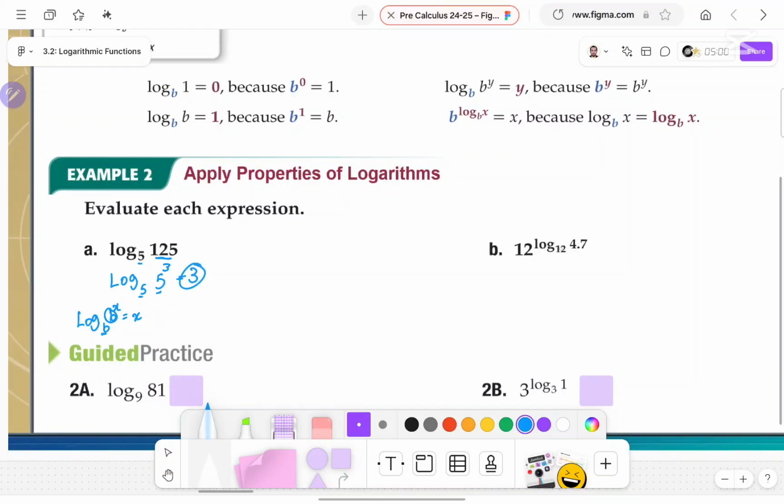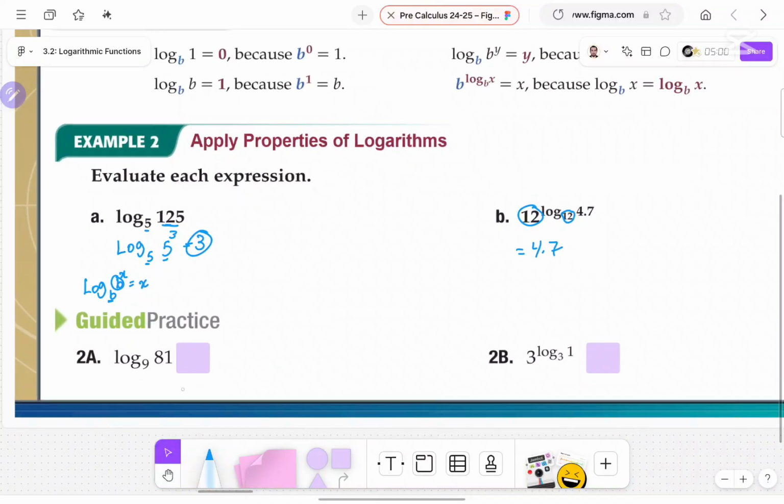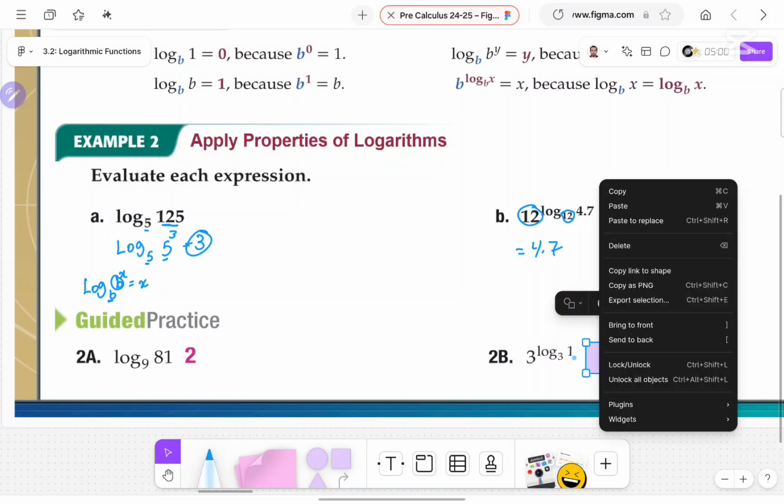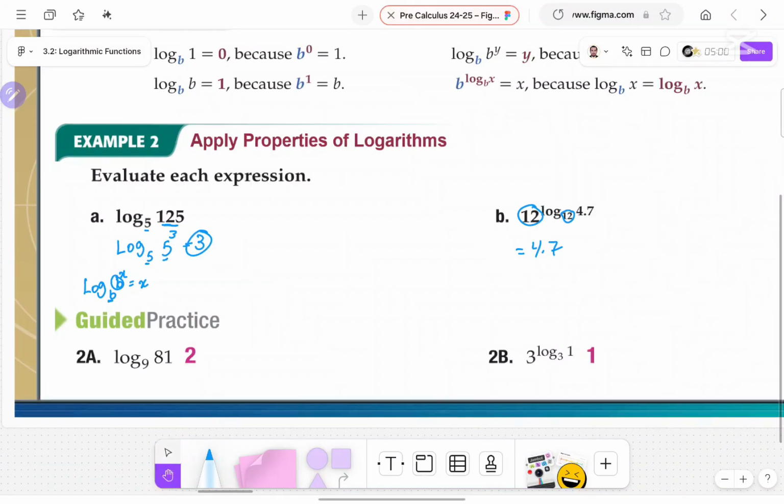Now, question number b here. As you can see, this is the inverse. The base is the same as the base, so the answer is always x. So the answer is equal to 4.7. Now, how about this question? What do you think? This one is easy. 81 can be 9 to the power of 2, right? So because it is 9 to the power of 2, the answer is equal to 9. How about this one? Easy also, it's equal to 1.